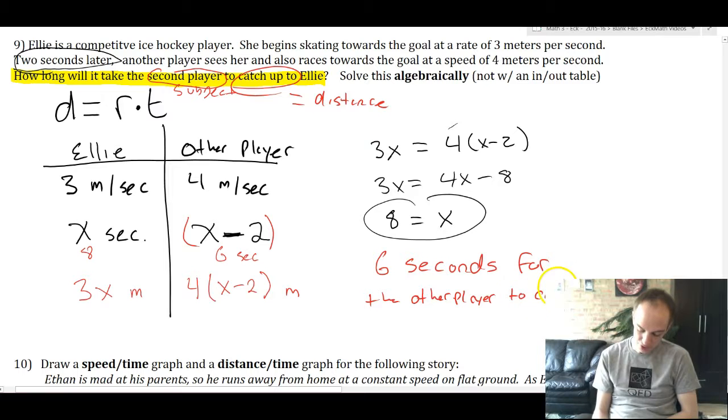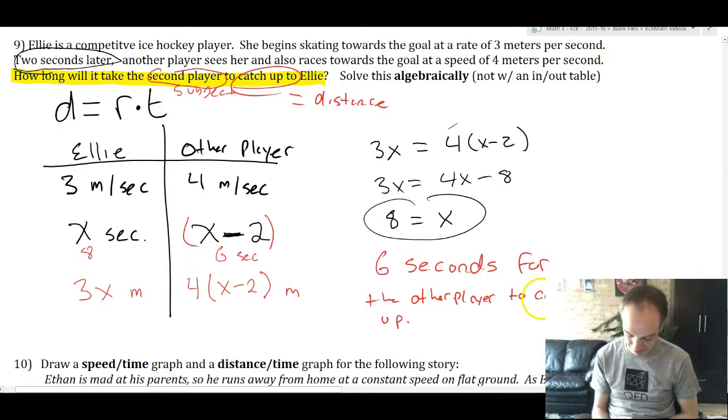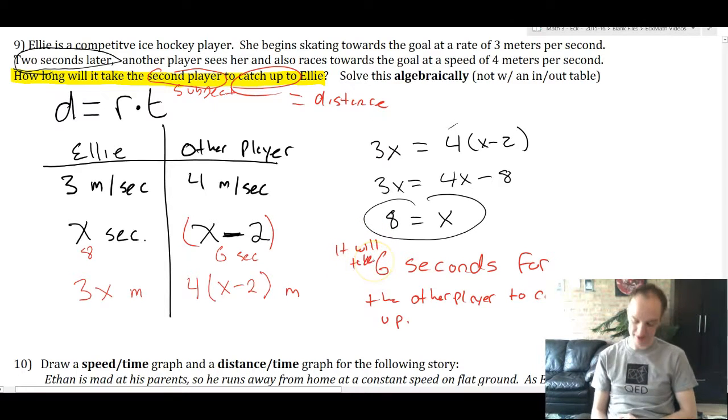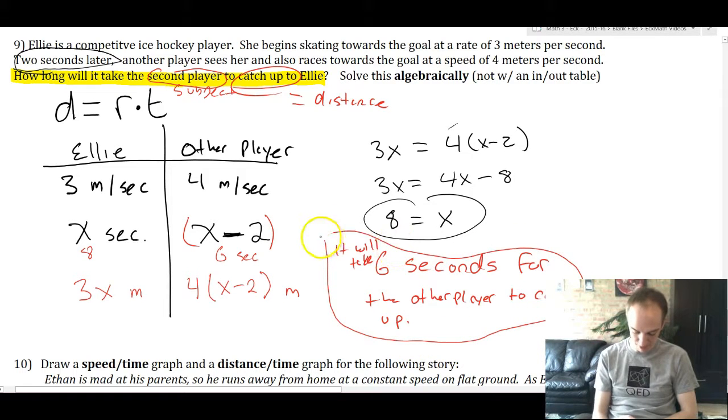to catch up. And while we're channeling our English teacher roots here, we might as well turn this into a full sentence and say something like, it will take 6 seconds for the other player to catch up. That's what a full, complete, clear answer to a problem like this looks like. You have information in a table, you have some algebra, and then you interpret the algebra and tell us what it means.